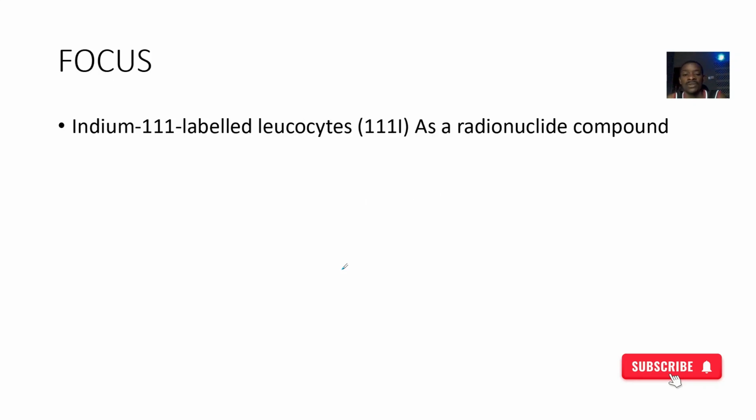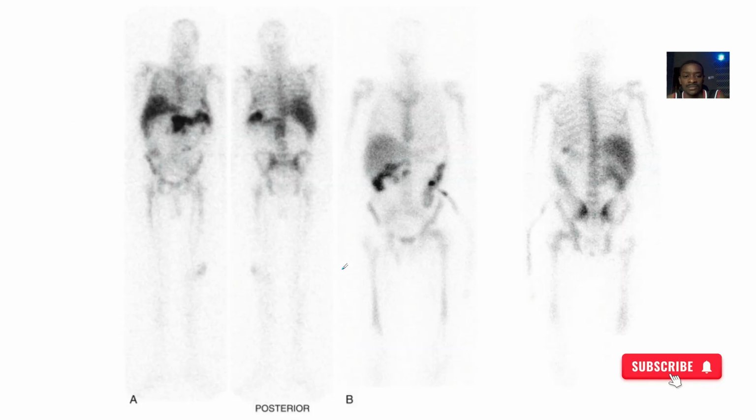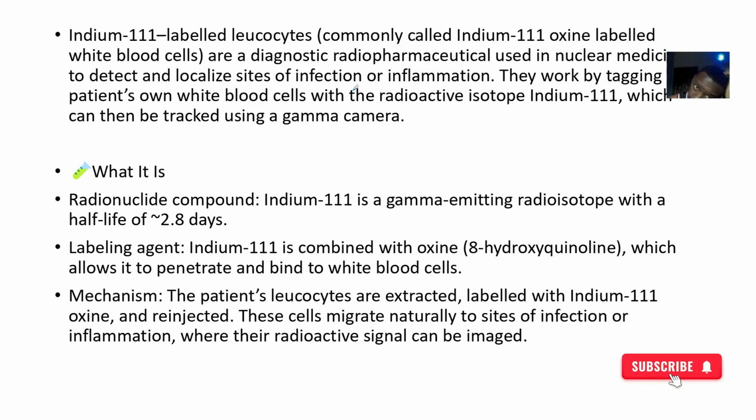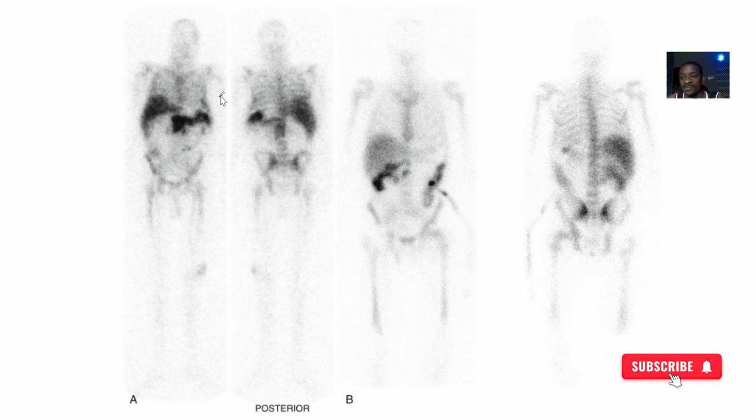Okay, so what we have here is this, indium labeled leukocyte, commonly known as the indium 111 oxine labeled white blood cells. They are diagnostic radiopharmaceutical substances. So they are used in nuclear medicine, and they help to pinpoint where there's an inflammation.